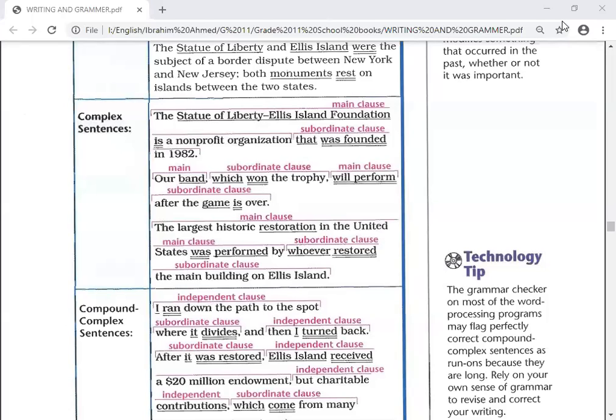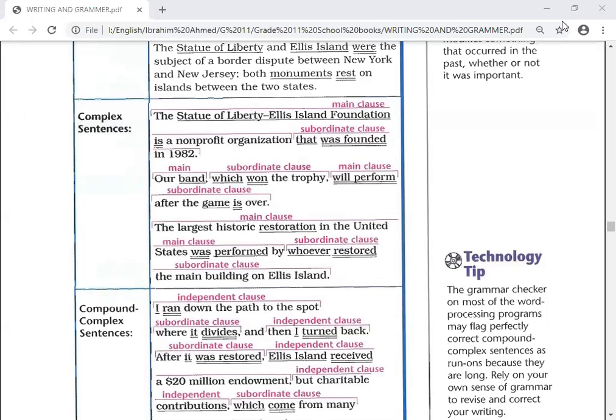Our band, which won the trophy, will perform after the game is over. Our band, and then we have two commas, and we have the subordinate clause, which won the trophy, and then we complete the main clause: our band will perform after the game is over.